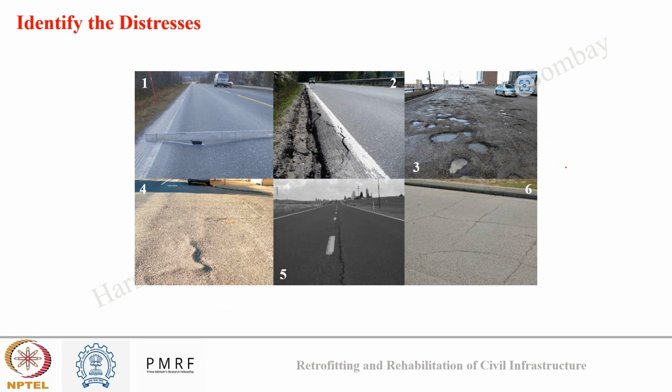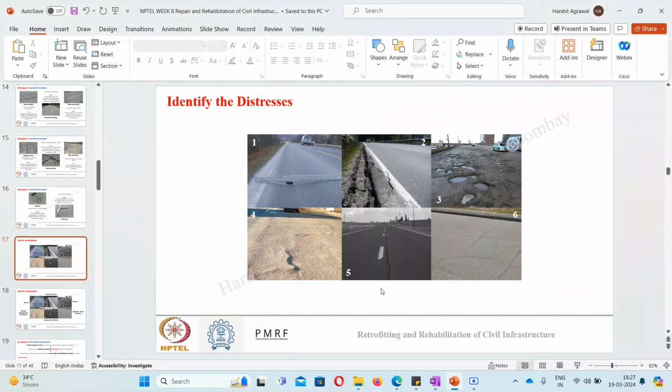Now let's see a simple question here where you need to identify the distresses shown in the image. So I will give you a couple of minutes. You need to guess what kind of distress is mentioned in each of the images, and then we'll see the answer. I will mute myself for a couple of minutes. In the meantime, try to solve this question, and also if you have any query, try to write that query in the chat box.